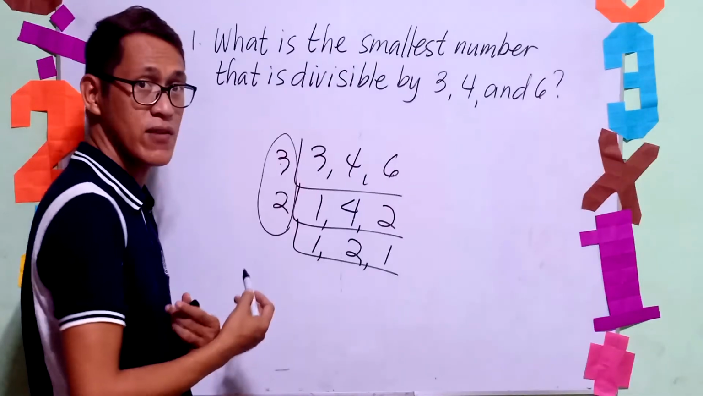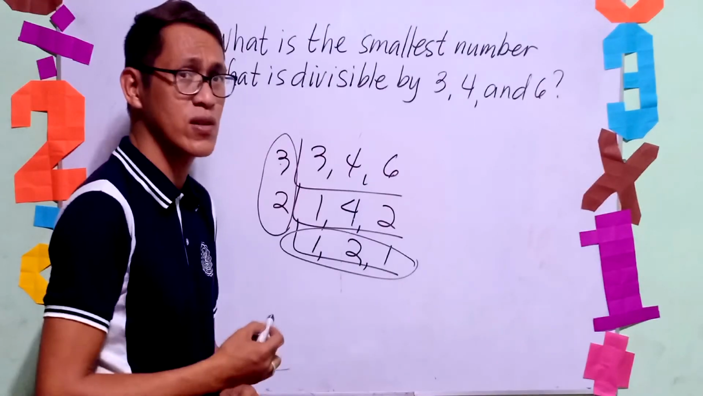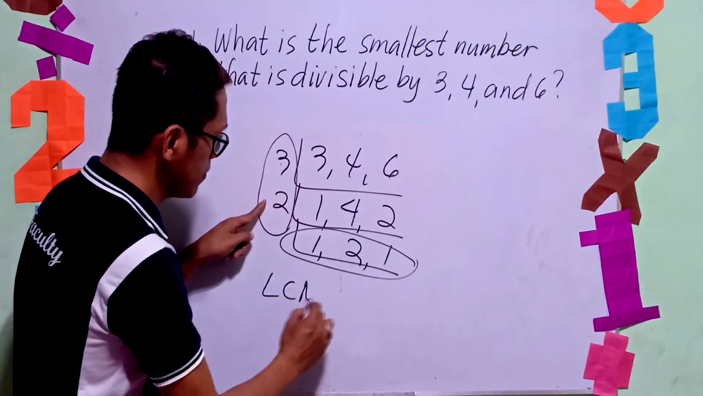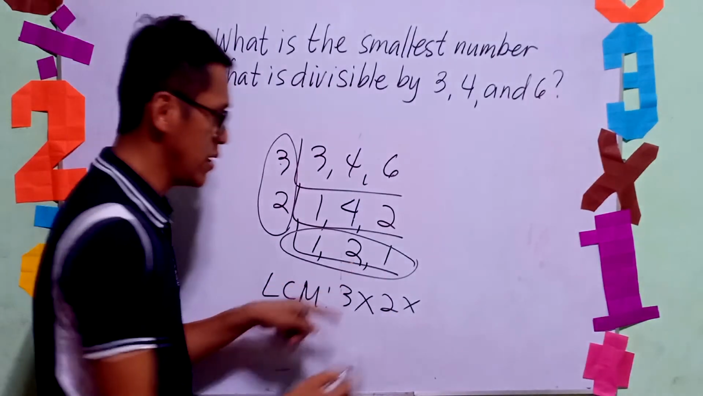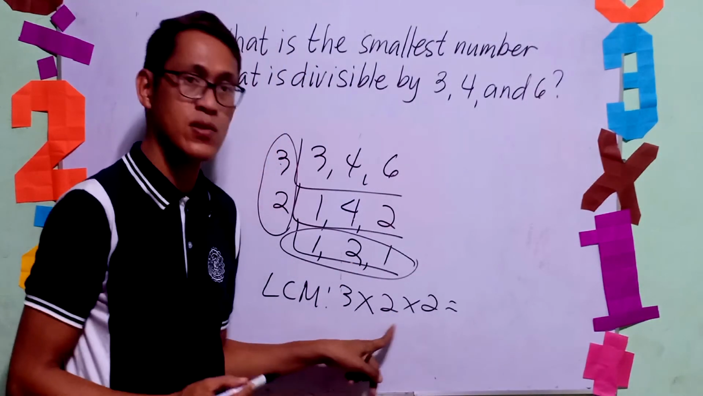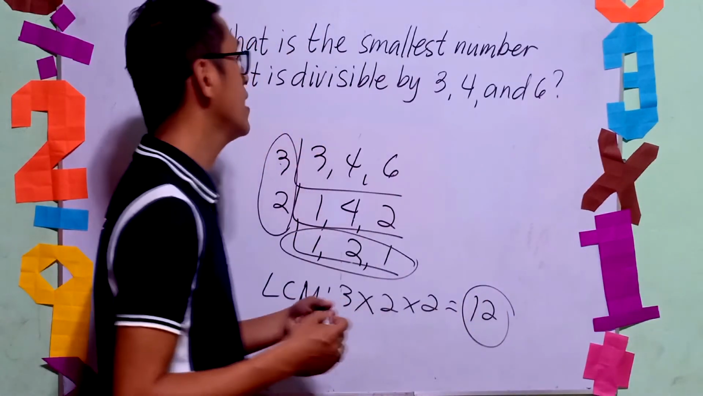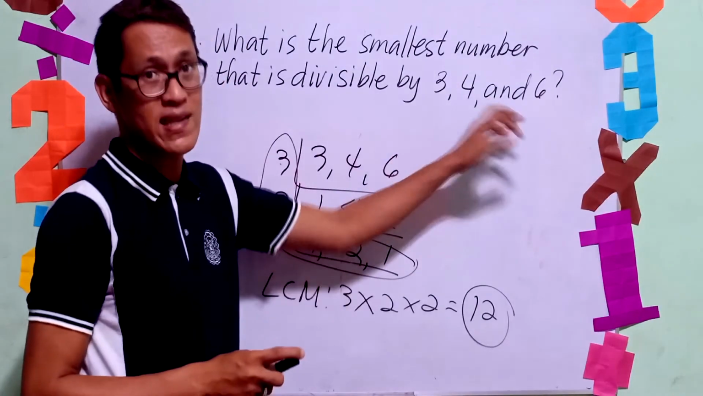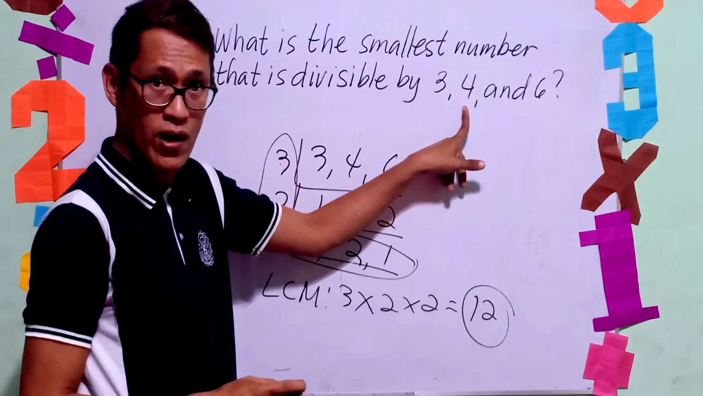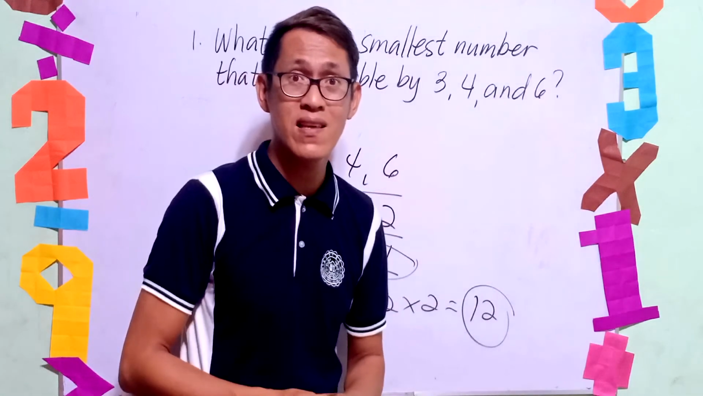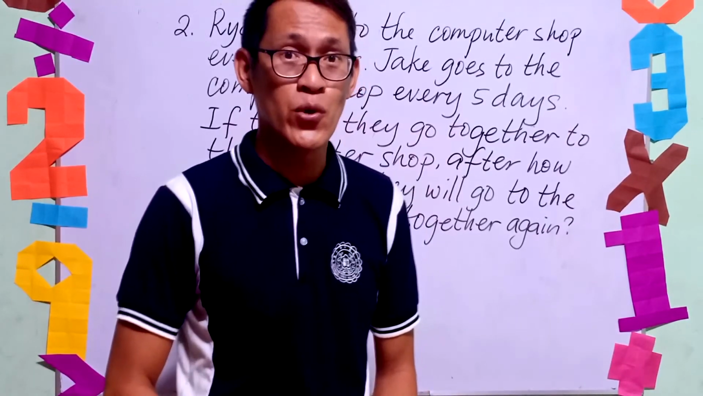So what do we do again to get the LCM? Multiply the divisor or divisors and the bottom number, except the 1 here, you don't need to include the 1. So to get the LCM, multiply the 3 times the 2 times the 2 here. So what's 3 times 2 times 2? Yes, that's 12. So 12 is the smallest number that is divisible by 3, 4, and 6. If you notice, 12 can be divided by 3, 12 can be divided by 4, 12 can be divided by 6, leaving no remainder.